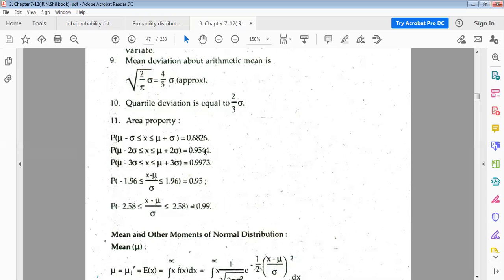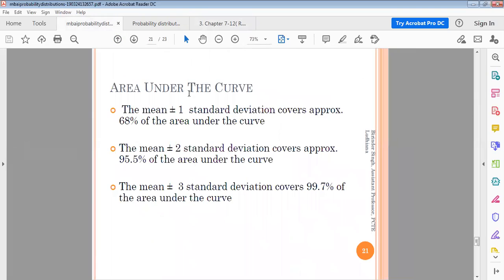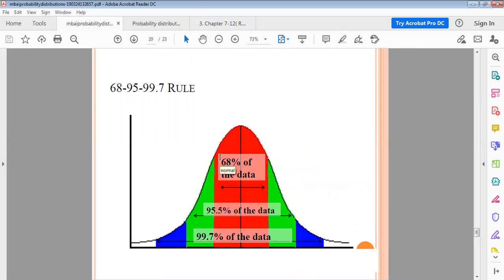Standard deviation covers 95.44% of this area. That means this area, 95% area. Okay, and if the mean plus minus 1 standard deviation, that means mean plus minus sigma will be covered 68% area. And if the mean plus minus 2 standard deviations, then it covers 95.5%.